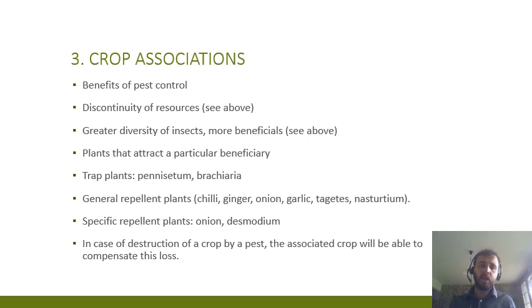But with crop association, we can also plant crops that attract a particular beneficial that will come and protect the crops. We can plant trap plants that will trap the pest and kill it. For example, Pennisetum and Brachiaria can be planted around cereal fields, and they will attract the armyworm and the stem borer, which will lay their eggs in the Pennisetum and Brachiaria instead of in the maize, and then these plants will kill the eggs. So this is an example of an association that can be useful.